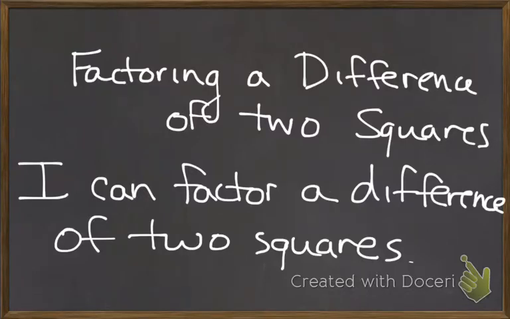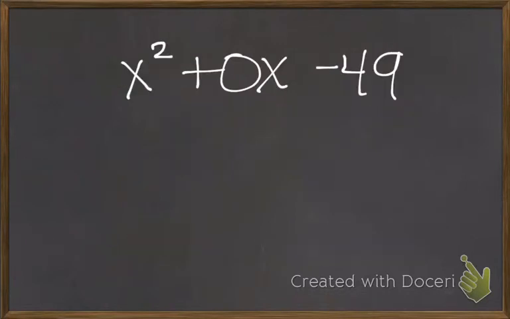Alright, so what we're going to do now is factor the difference of two squares. And the goal here is to talk about how it is a special case of a trinomial being factored. So, what we have here is a trinomial set up for us so that we can factor it.